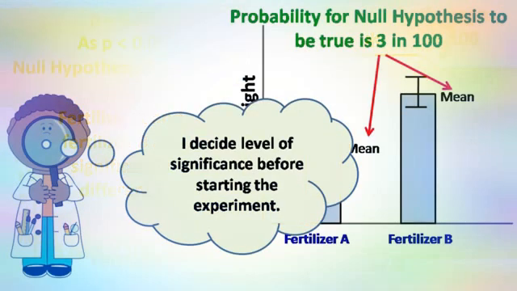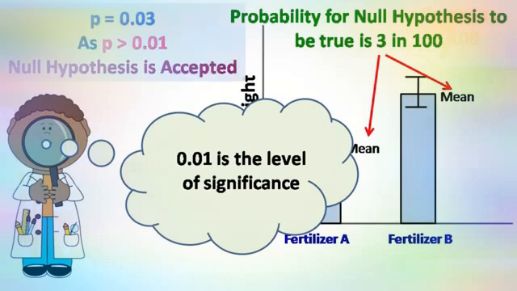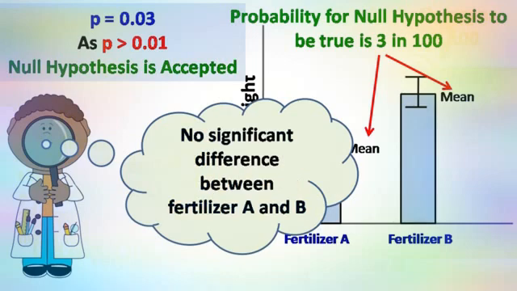Now let's say the level of significance decided by the researcher was 0.01. Then in this case, the researcher has to accept the null hypothesis and conclude that there is no significant difference between fertilizer A and fertilizer B.